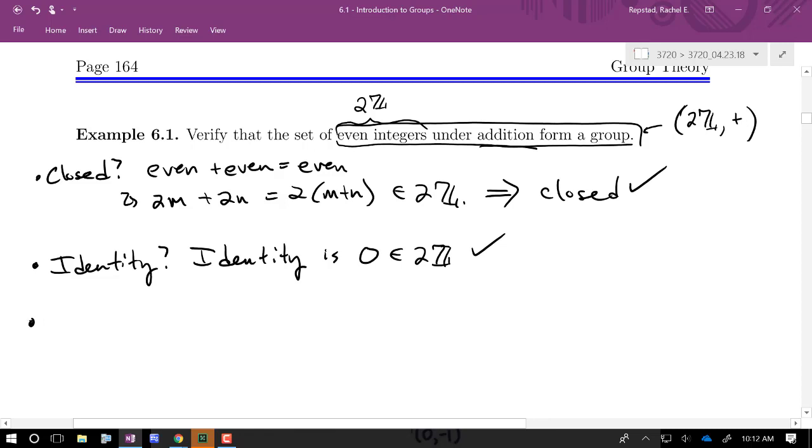There are 2 left. One is associativity. A lot of the time, depending on the examples we're looking at, there are things we really need to check. But on this one, associativity is really just inherited. We know that addition is associative in the integers overall, so it's definitely still going to be associative when we restrict it to the even integers. So I'll just write that this is inherited from the set of integers.